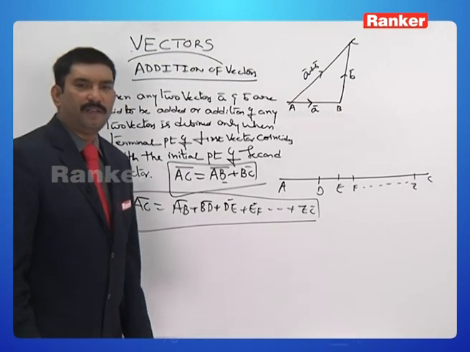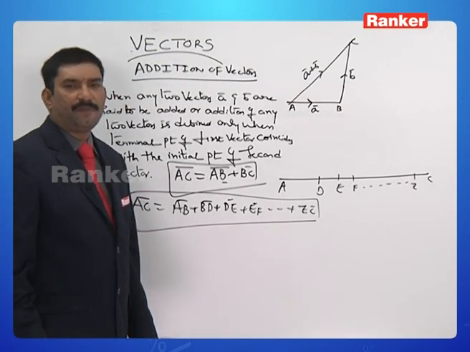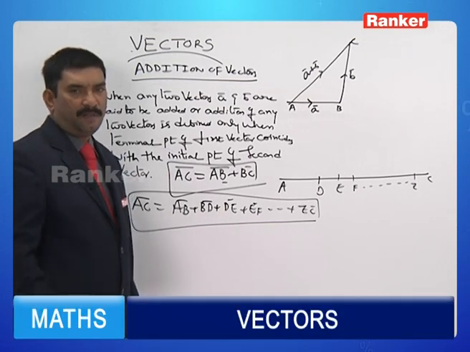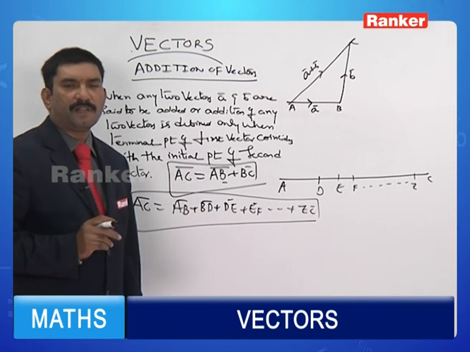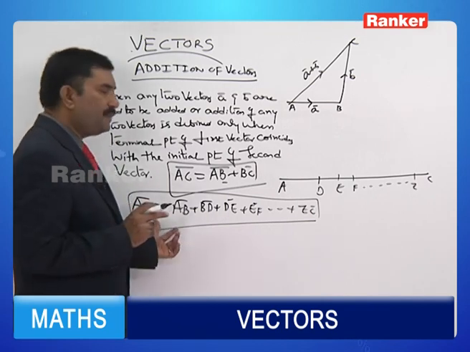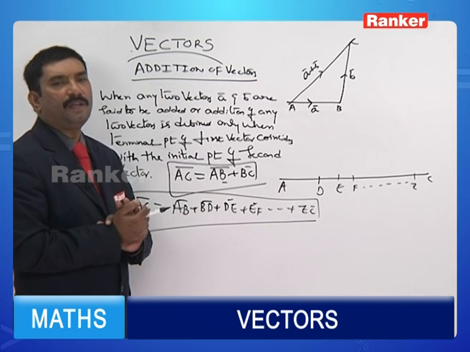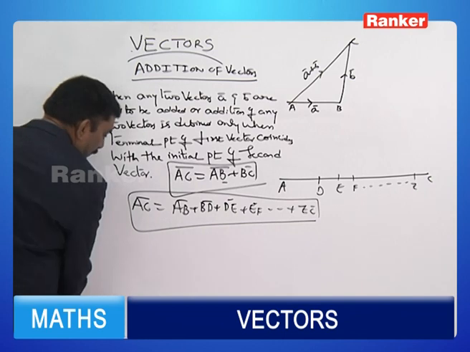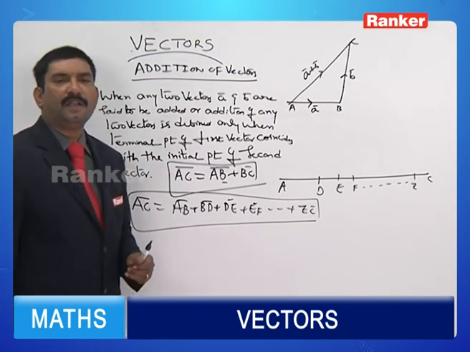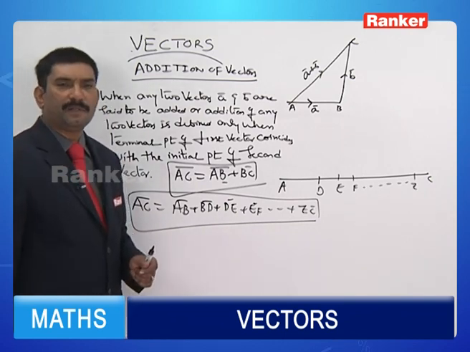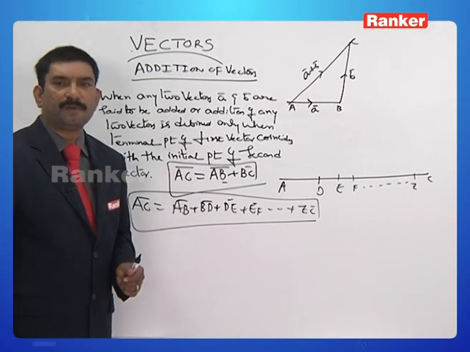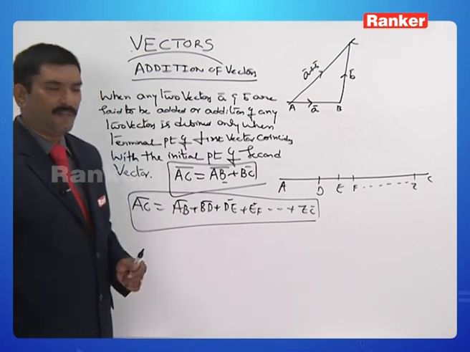What I followed is that the terminal point of the first vector must coincide with the initial point of the second vector. So therefore, this is called addition of any 2 vectors. Addition of any 2 vectors is also known as the triangular law of addition. I mean, any 2 vectors are said to be added provided the terminal point of the first vector coincides with the initial point of the second vector.